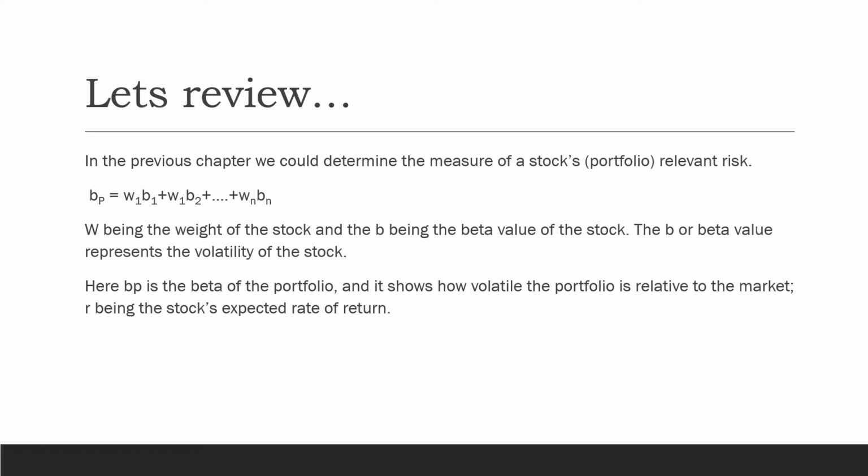So, let's review. In the previous chapter, we could determine the measure of a stock's portfolio relevant risk. So, BP, that is the beta of the portfolio, and shows how volatile the portfolio is relative to the market, R being the stock's expected rate of return, W being the weight of the stock and B being the beta value of the stock. So beta value is the volatility of the stock.